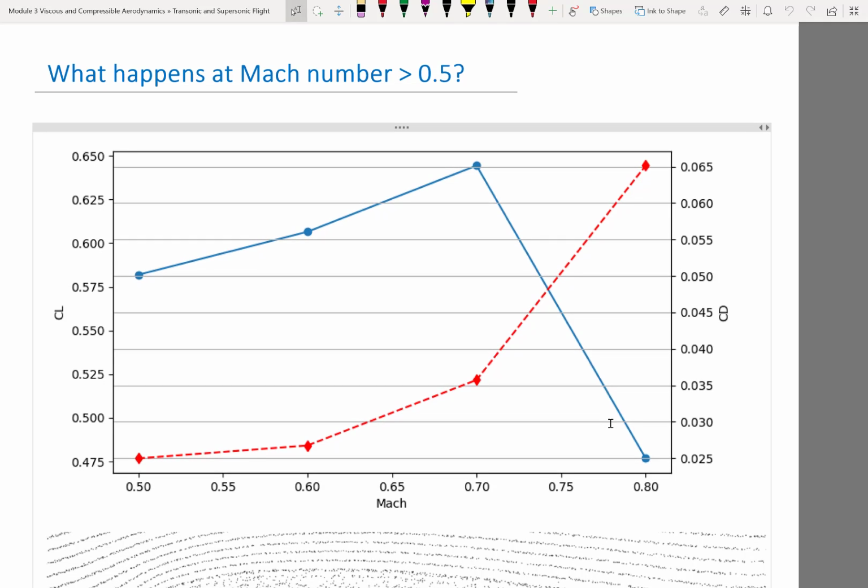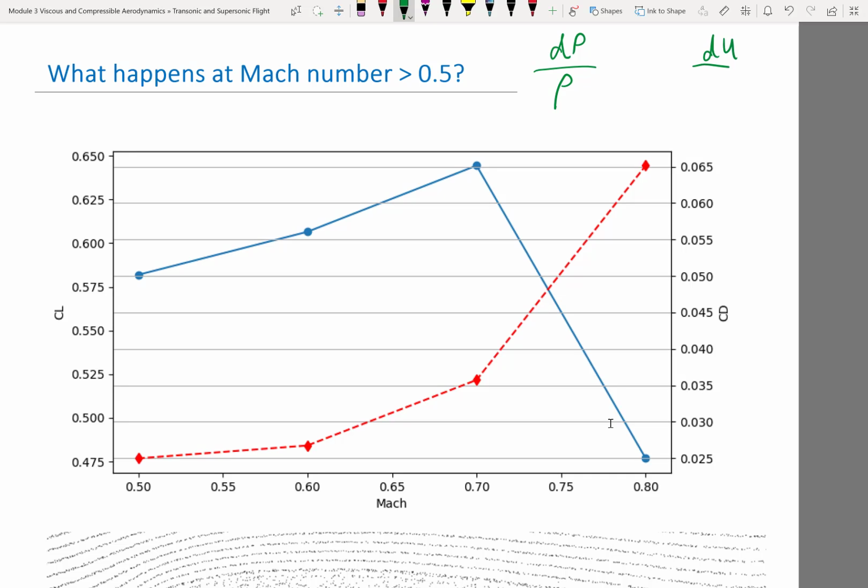When you have a Mach number, I'm saying greater than 0.5, but really when you're starting to have a non-negligible compressibility effect, what is actually happening here? So what principle are we going to use? Remember, what is the definition of compressibility, right? When we are still working on a fractional sensitivity, what is the ratio of d rho over rho to du over u?